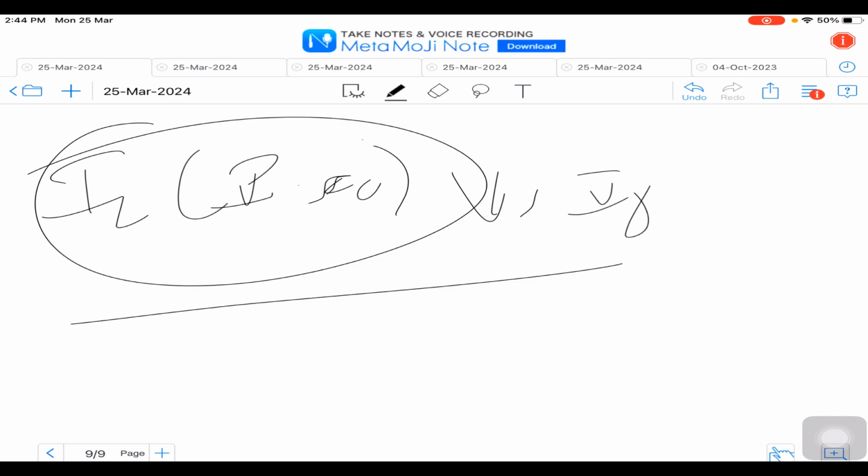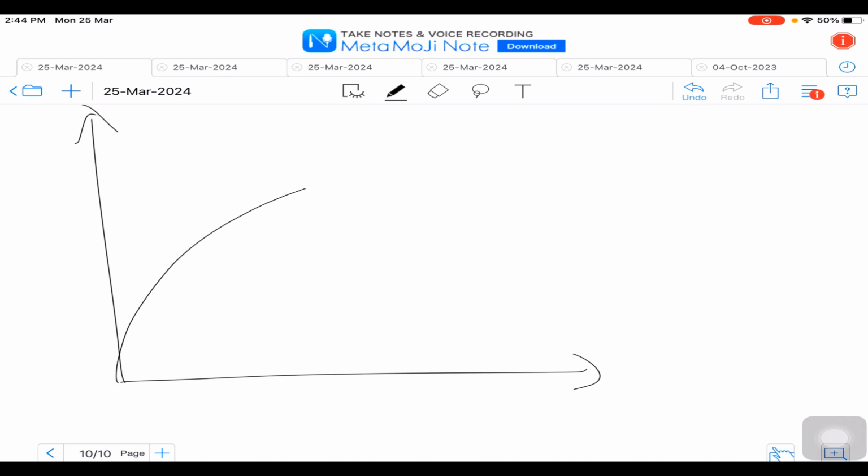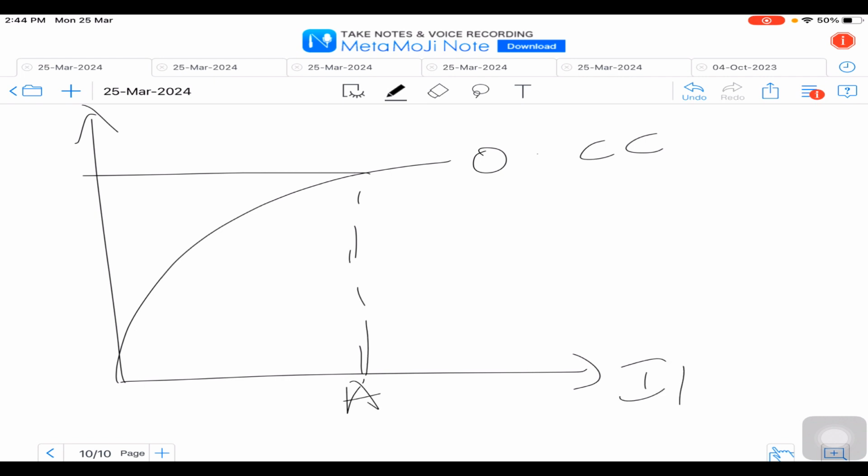Once we do this, we are going to plot the OCC and SCC curves. Once OCC and SCC are plotted, we are going to determine the synchronous impedance ZS. Now let me show both OCC and SCC plotted on the same curve. This was our OCC curve. This is point A, versus IF. So this was your VPH.